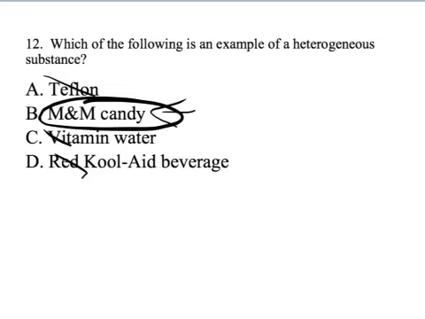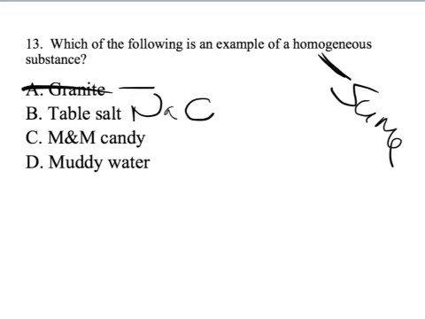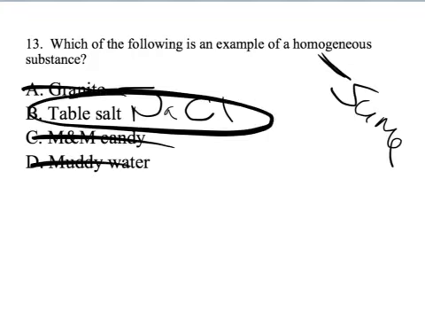Which of the following are examples of a homogeneous substance? Homo is the same. Homo equals same. Granite is different throughout. Table salt is always NaCl, so that's probably a good idea of what it is. M&M candy we just determined was hetero. Muddy water is hetero. So table salt, which is a compound, would be a great example of a homo, same throughout substance.